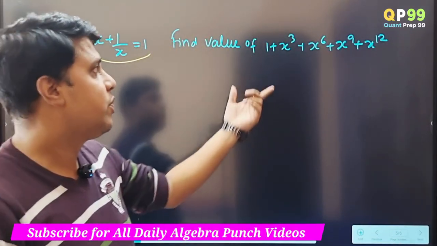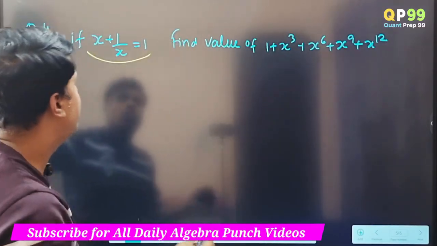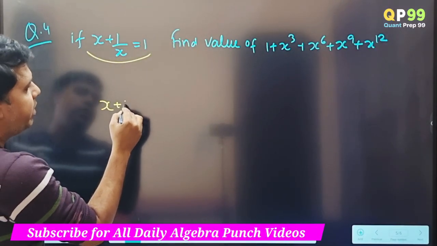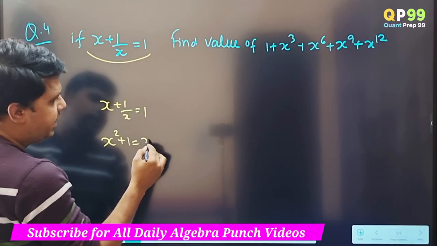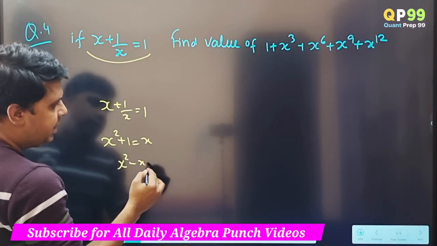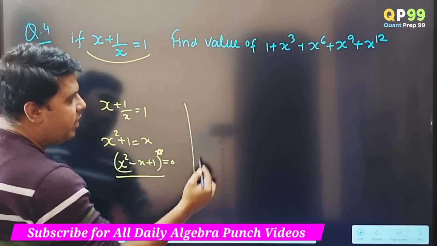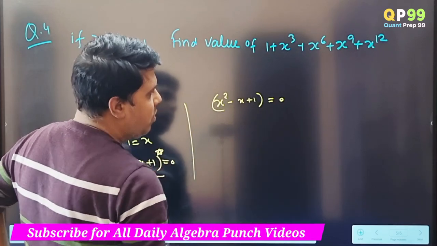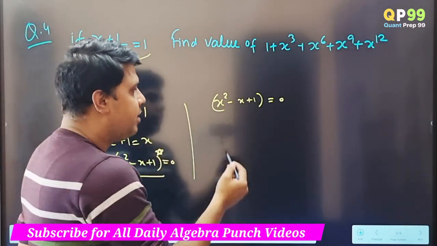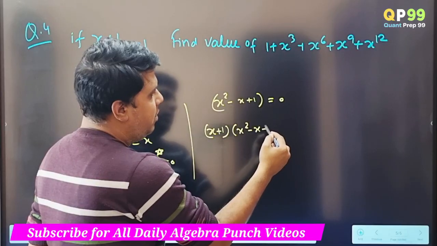x plus 1 upon x equals 1, and we have to find the value of the given expression. So if x plus 1 by x equals 1, then x square plus 1 equals x. So x square minus x plus 1 equals 0. This is very important. So whenever we have x square minus x plus 1 equals 0, just multiply it by x plus 1.